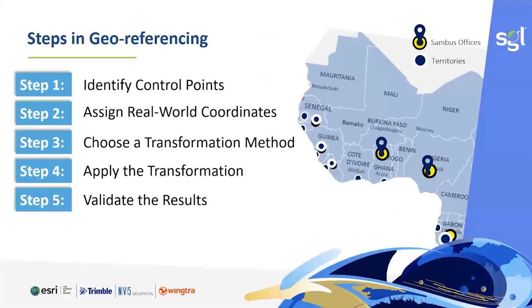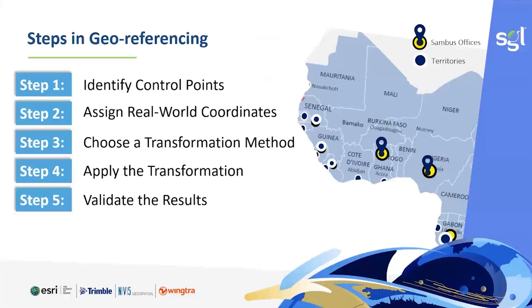Then to choose a transformation method, there are different methods. We have the affine transformation method, the polynomial transformation method, the spline transformation method, and the projective transformation method. Then step four, which is applying the transformation, is the use of GIS software, like the way we want to use ArcGIS Pro now, to apply the chosen transformation method to the entire data set, and then to validate the results.